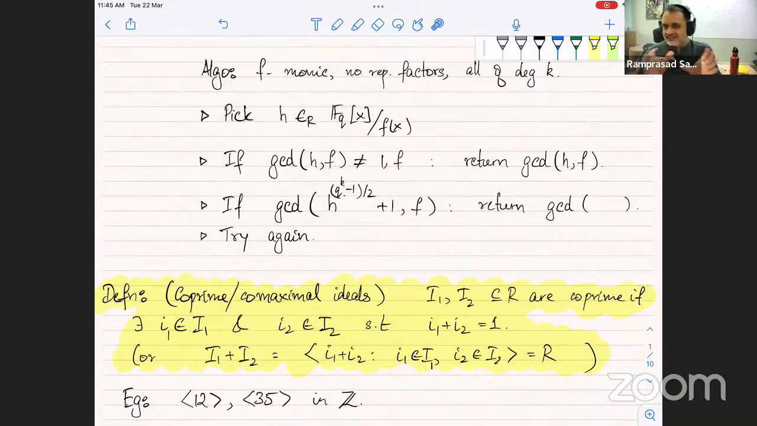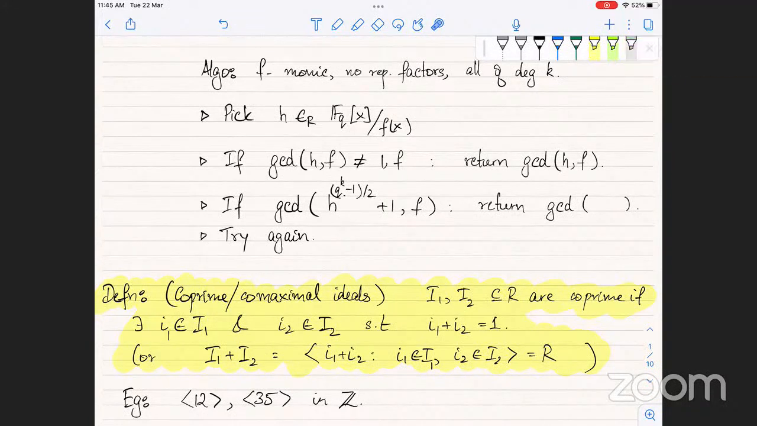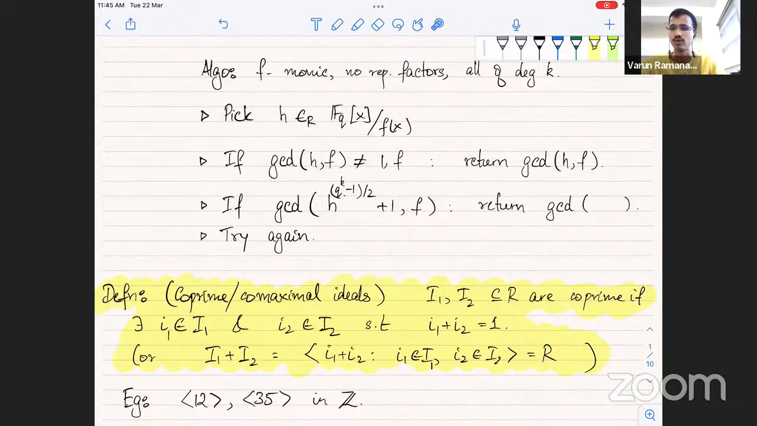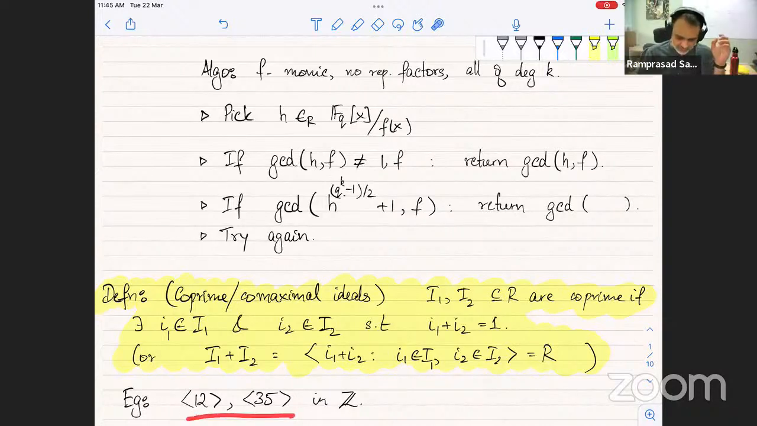So in that sense, it is co-maximal, in the sense that the smallest ideal that contains both of them is basically everything. So this is generalizing that if A and B are co-prime, then A plus B is 1. So for example, something like this.